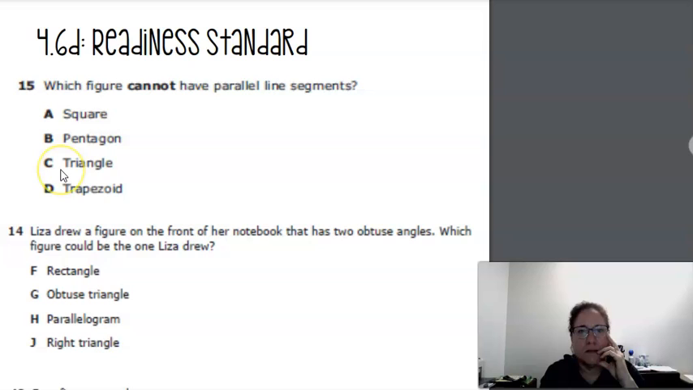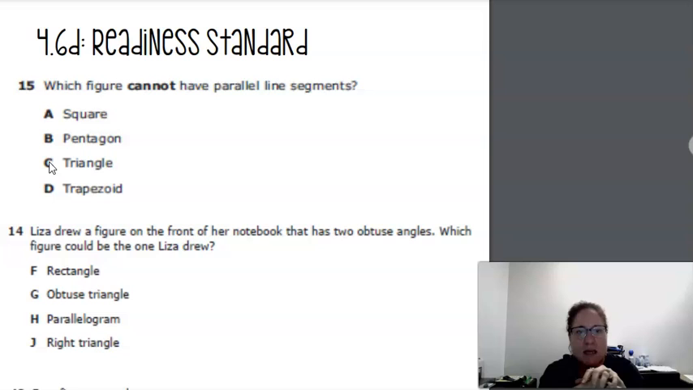Triangle. Ooh, well, a triangle, you cannot have parallel line segments, can you? Everything is intersecting on all 3 sides. All 3 of those angles intersect. Okay, so C, it does not have parallel line segments. Does a trapezoid? Yes, a trapezoid has 1 set of parallel lines. So our answer is C.